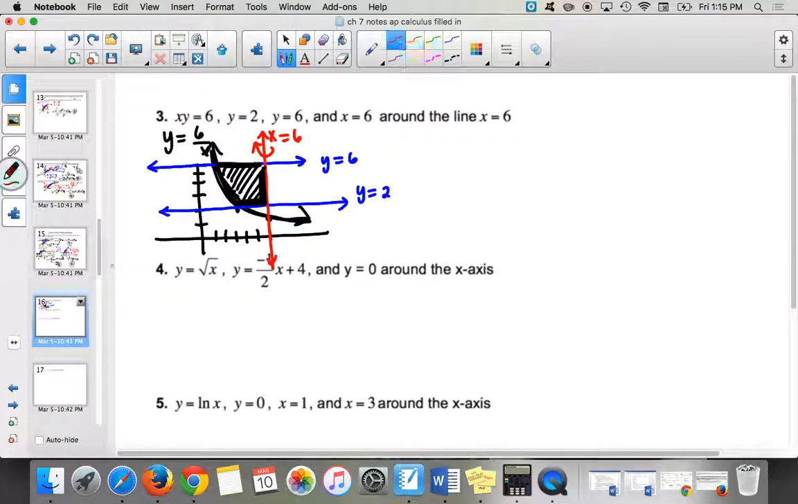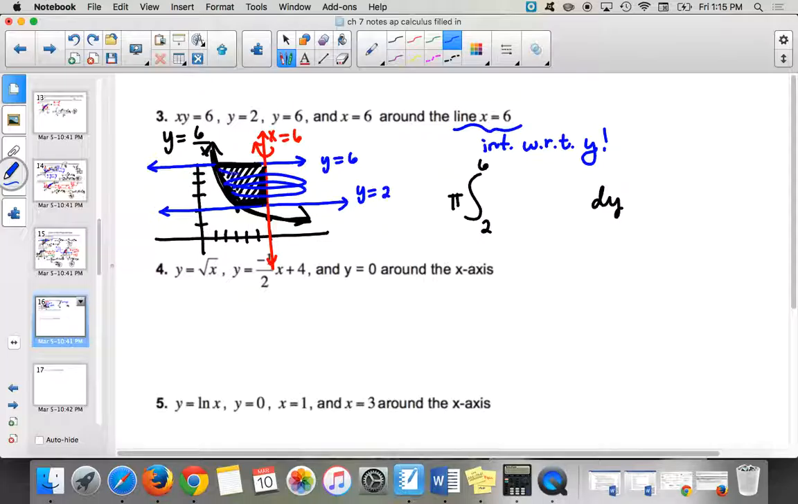All right, so here we go. This time we have x equals 6, which is a vertical line that we're rotating around. So what does that mean? We're going to integrate with respect to y. When we set this up, we're going to have our pi, we're going to have our dy on the end, and we're going to go from y values, because as we do our vertical cross sections, we're getting circular cross sections. These are like little circles here. Those circles are changing height depending on where y is located. So that's why we integrate with respect to y.